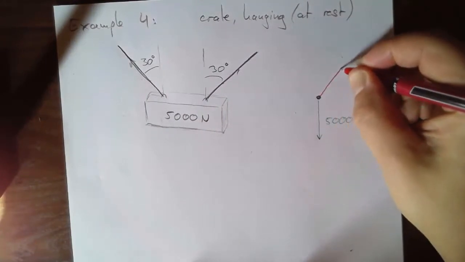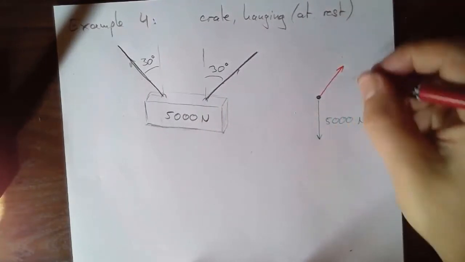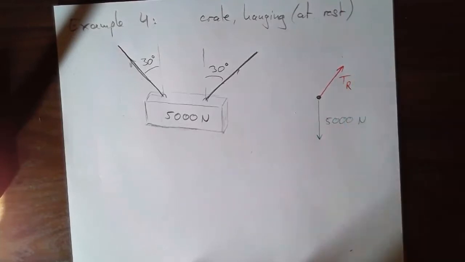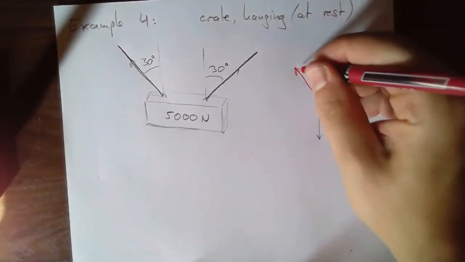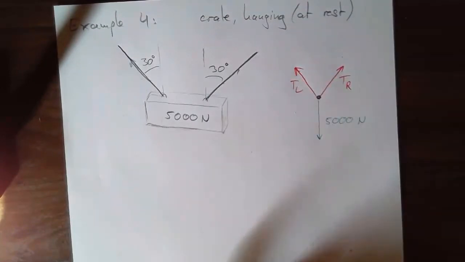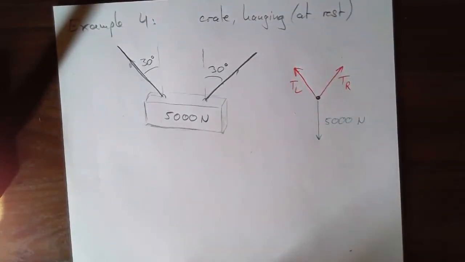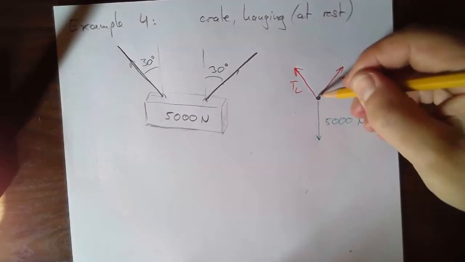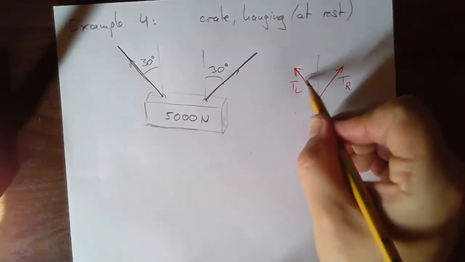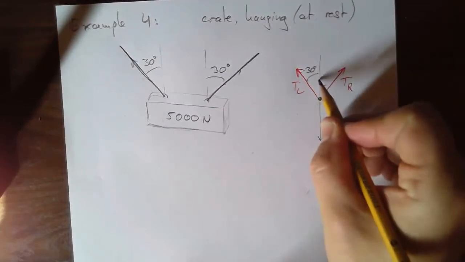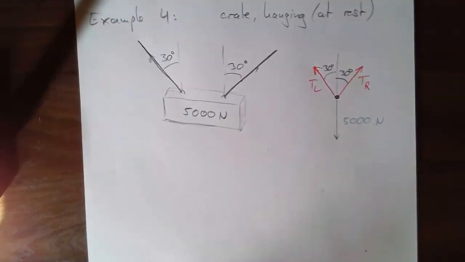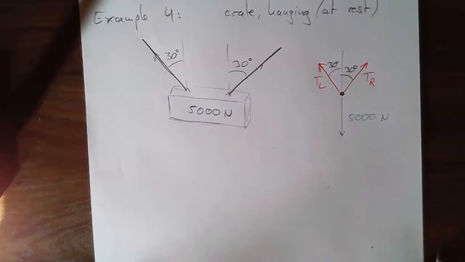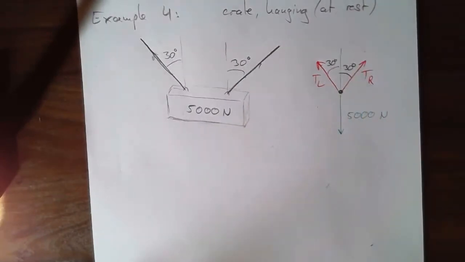So that's how they're going to pull. One's going to pull this way. Let's call this the tension on the right. And one's going to pull this way. I'm going to call this the tension on the left. They're probably the same. In fact, they are, but we're not going to assume that quite yet. We're going to show it. The angles with the vertical are 30 degrees. So what are those two tensions?